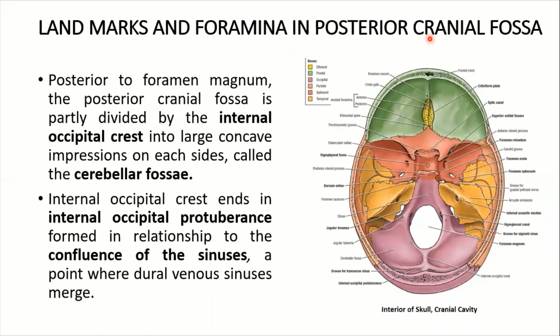Landmarks and foramina in the posterior cranial fossa. The posterior cranial fossa is partly divided by the internal occipital crest. This is the crest. I told you that this is the cerebellar fossa, and the internal occipital protuberance. And here is formed the confluence of sinuses. When you study the dural venous sinuses, you will see the confluence of the sinuses. This is a point where four dural venous sinuses merge.